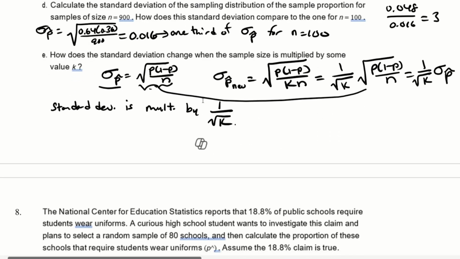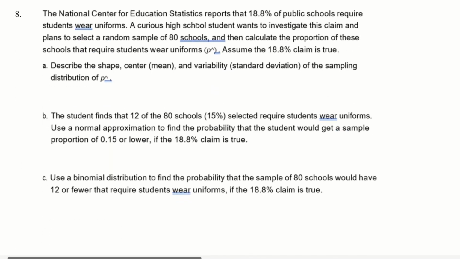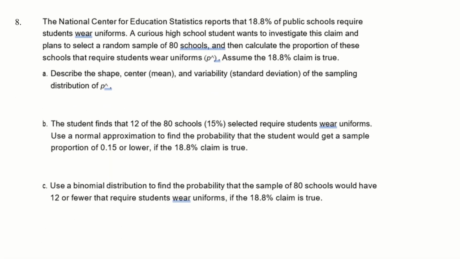So let's look at number 8. The National Center for Education Statistics reports that 18.8% of public schools require students to wear uniforms. A curious high school student wants to investigate this claim and plans to select a random sample of 80 schools and then calculate the proportion of these schools that require students to wear uniforms. Assume that the 18.8% claim is true. Describe the shape, center, and variability of the sampling distribution.